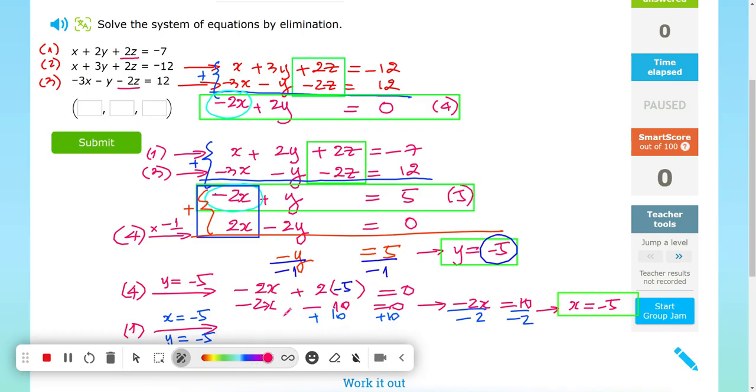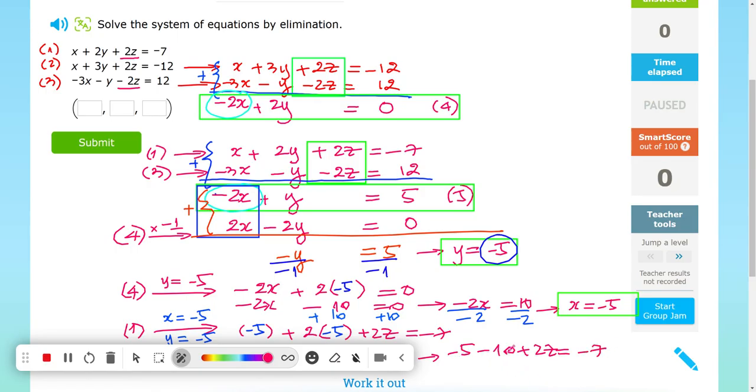Okay, let's do that. I've got x plus 2y, and then plus 2z equals negative 7. So put in x as negative 5, and y also negative 5. I will come out over here. We run out of space, but we got it. Here we go. So I come out with negative 5, negative 10, plus 2z equals negative 7.